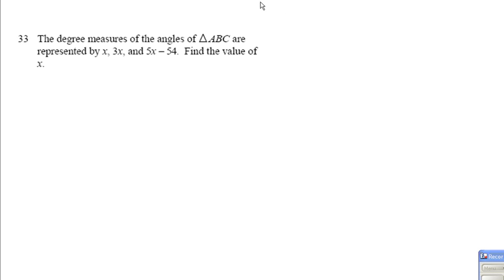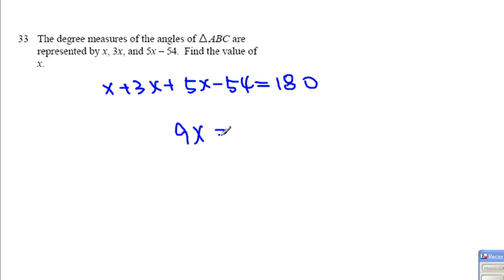So these are the measures of the angles. Then what we can do is simply add them up. x plus 3x plus 5x minus 54 must be equal to 180 degrees because it's a triangle. Then we have 9x equals 234. Then x can be equal to 26.